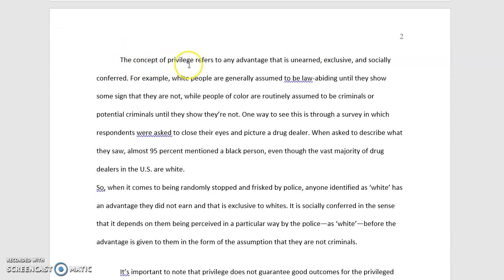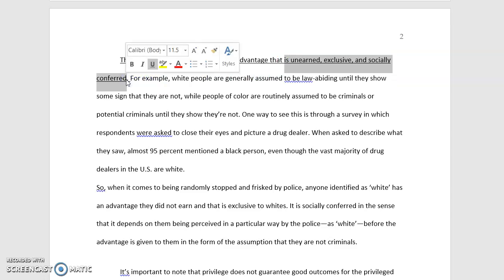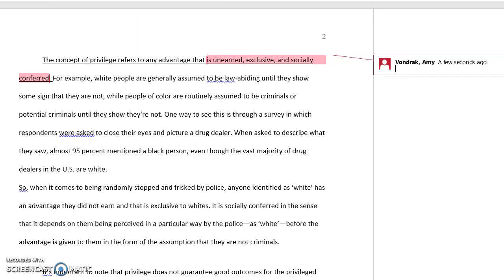The concept of privilege refers to any advantage that is unearned, exclusive, and socially conferred. So I'm going to underline that right off the bat. I'm doing Control U to underline. That seems really important. And this is a definition, right? He's defining this concept of privilege. I really need to know that I understand what unearned, exclusive, and socially conferred mean, right? That's really important. I need to know what those three words mean.